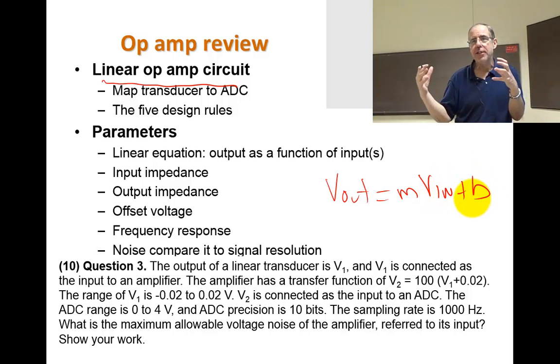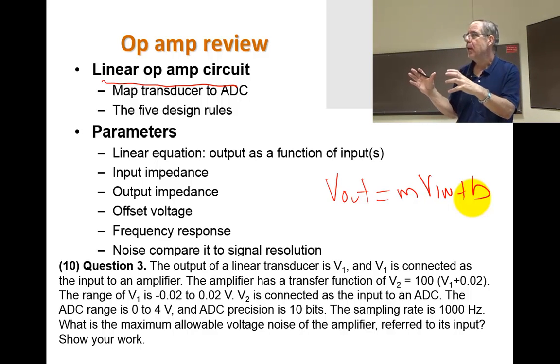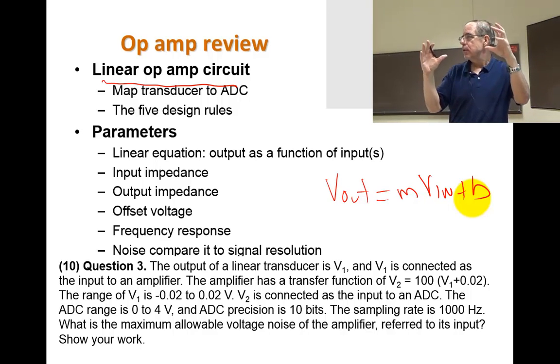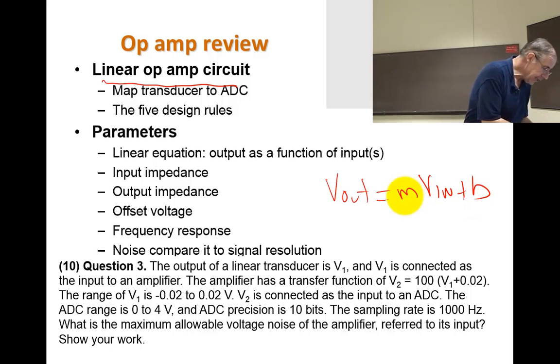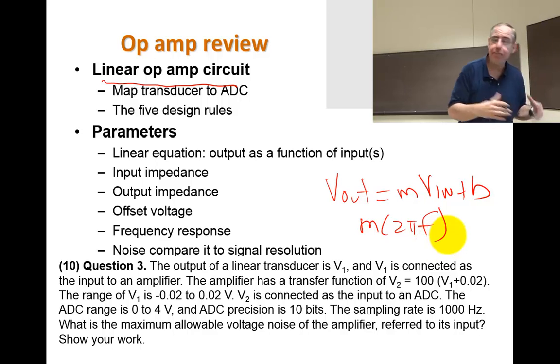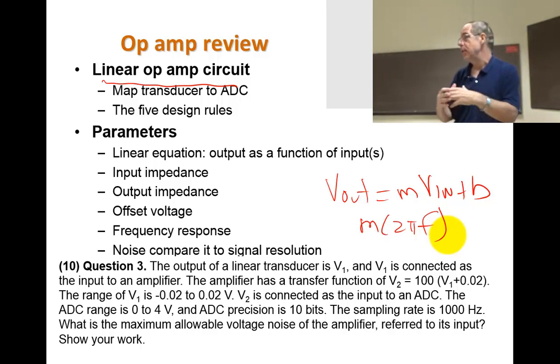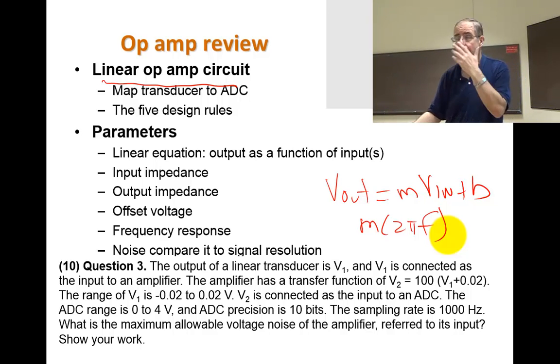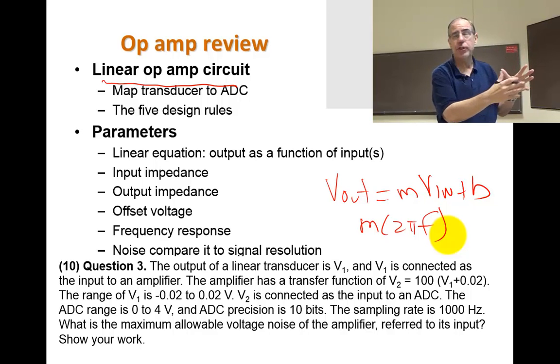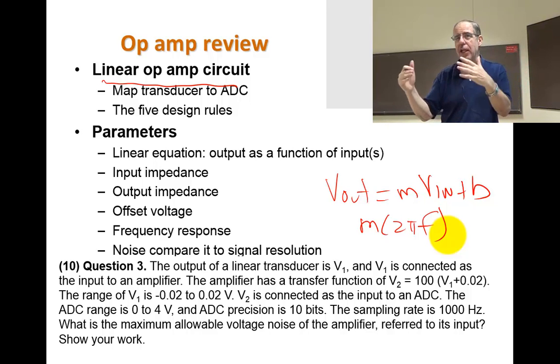Okay? So that's what I say when we use the op amp in a linear function. We will have an expression that's linear. It turns out m and b might be a function of frequency. When we get to the filters, we're going to let the gain be frequency dependent. But it's still a linear function. The output is linearly related to the input.